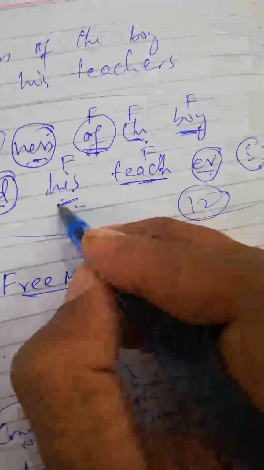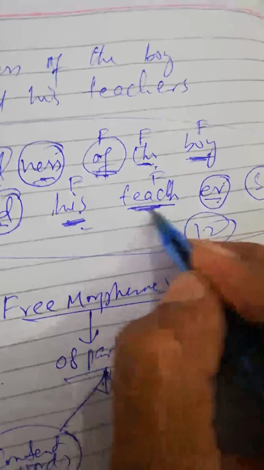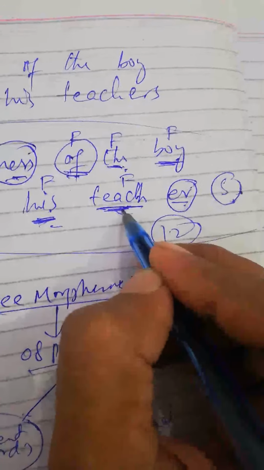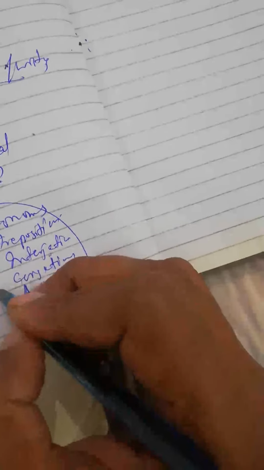Verb, verb. And his, as you can see, it is a possessive pronoun. Teach is a verb. So a free morpheme will be a noun, adjective, adverb, main verb, pronoun, preposition, interjection, or conjunction.